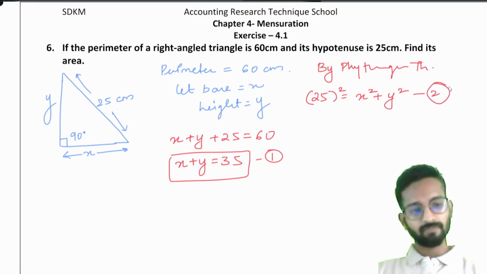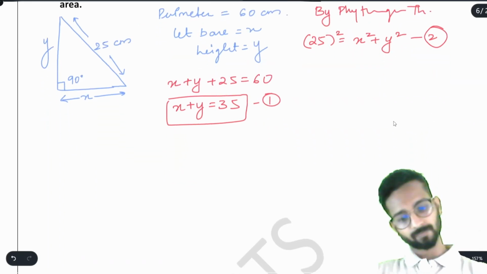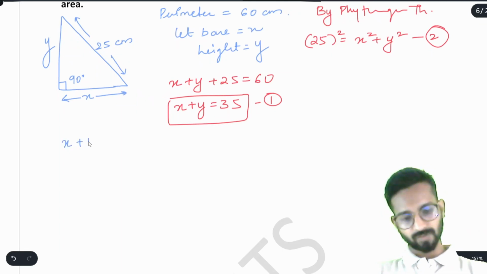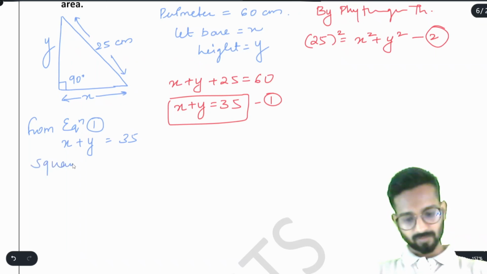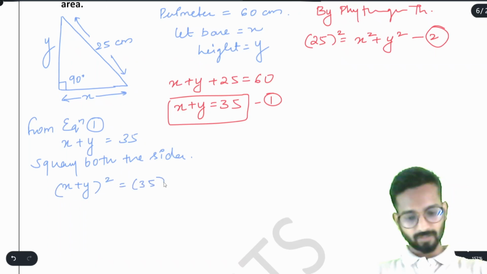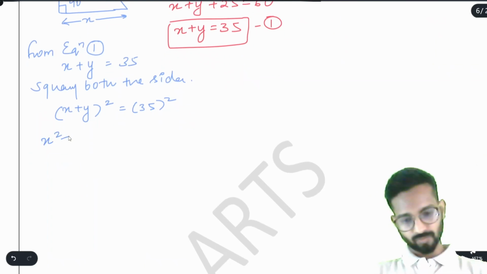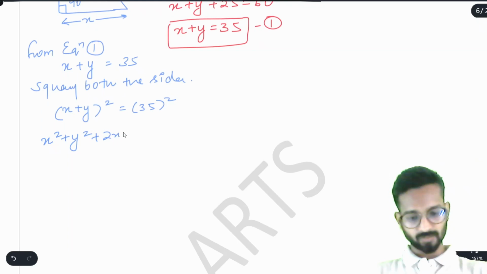Now we have to find the value of x and y. How will we do it? Check. We can just take this equation, x plus y is equal to 35, from equation 1, squaring both the sides, x plus y whole square, 35 also whole square. So I can write here x square plus y square plus 2xy.